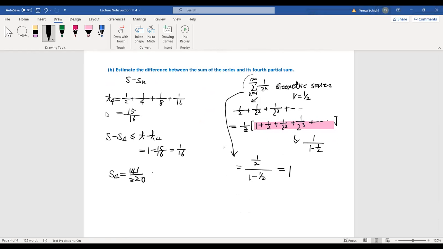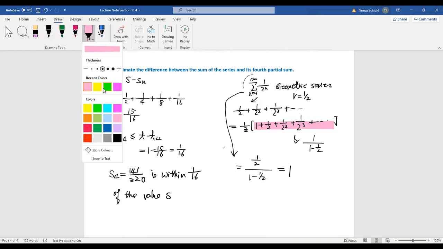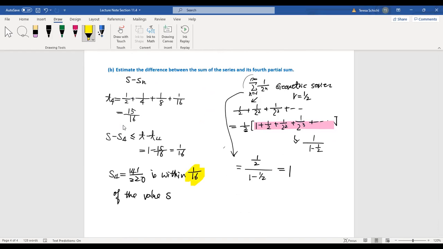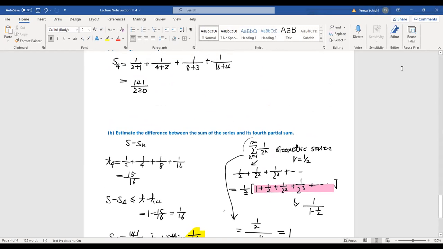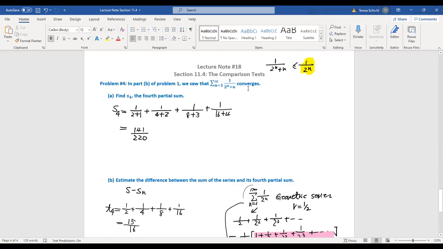Okay, so we know this number is within 1/16 of the value S here. So that's how you estimate, right? That is within 1/16 of whatever this series is converging to. The true value of S we don't know, but we can estimate.